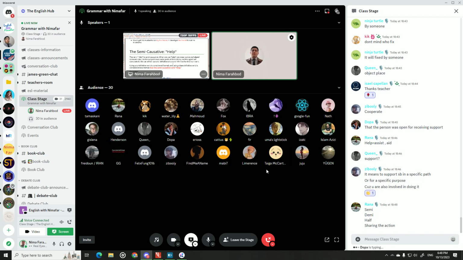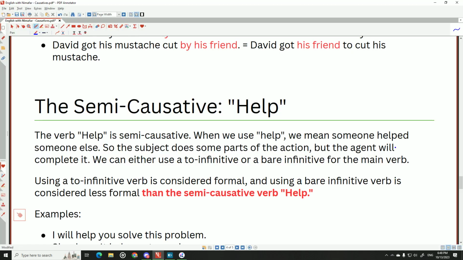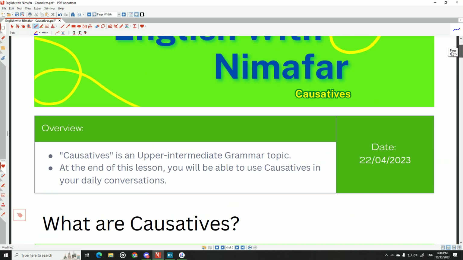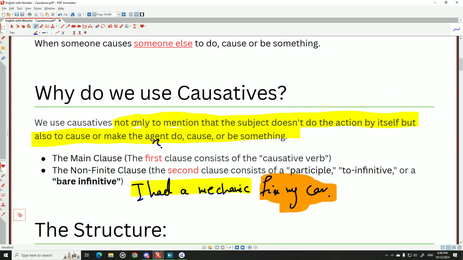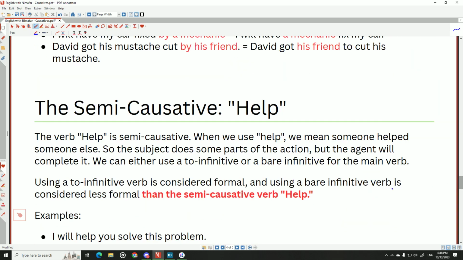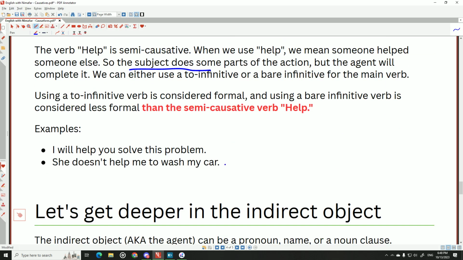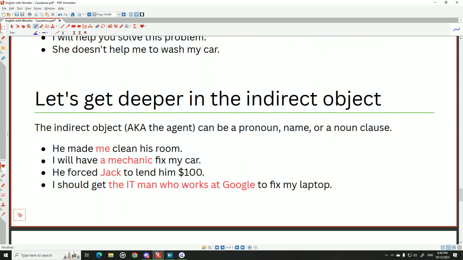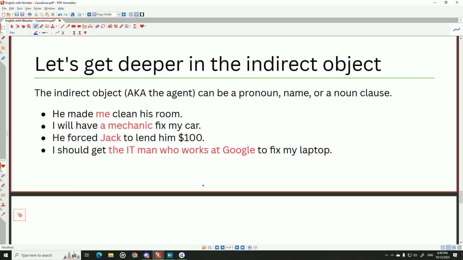We say you do some part of the action, but at the beginning of the class, we said causatives mention that the subject doesn't do the action. But here we say the subject does some part. So that's semi. For example, I will help you solve this problem, or she doesn't help me to wash my car. It's okay. Using to is more formal, not using to is less formal, but it's okay. Don't worry.